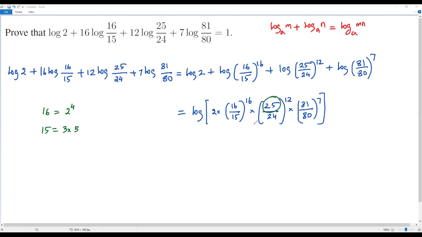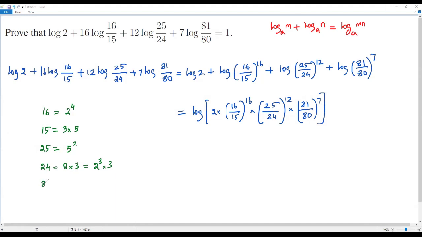Now let me take this 25. So 25 can be written as 5 squared. And let's take 24. This 24 can be written as 8 times 3, and we can write this 8 as 2 to the 3rd power times 3. Here we have a prime number, here we have a prime number. So it's a product of prime factors of 24.